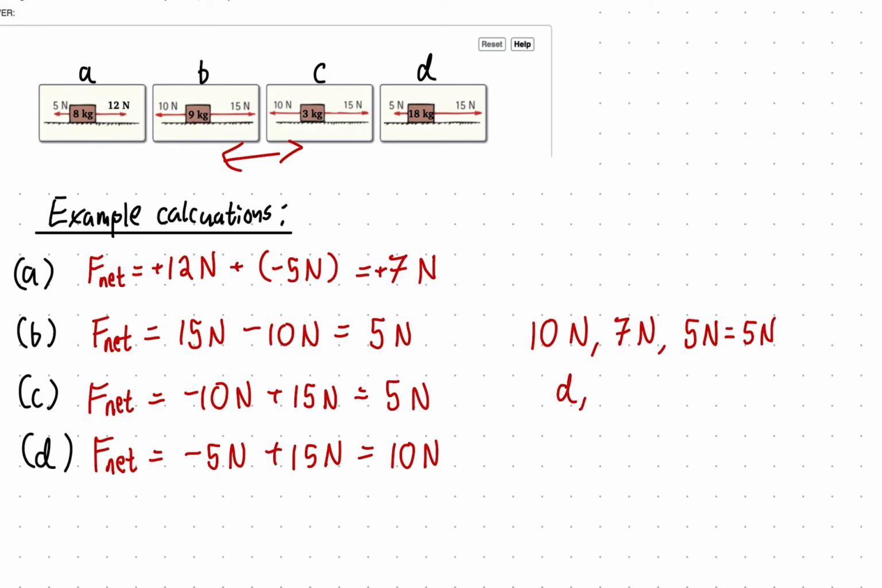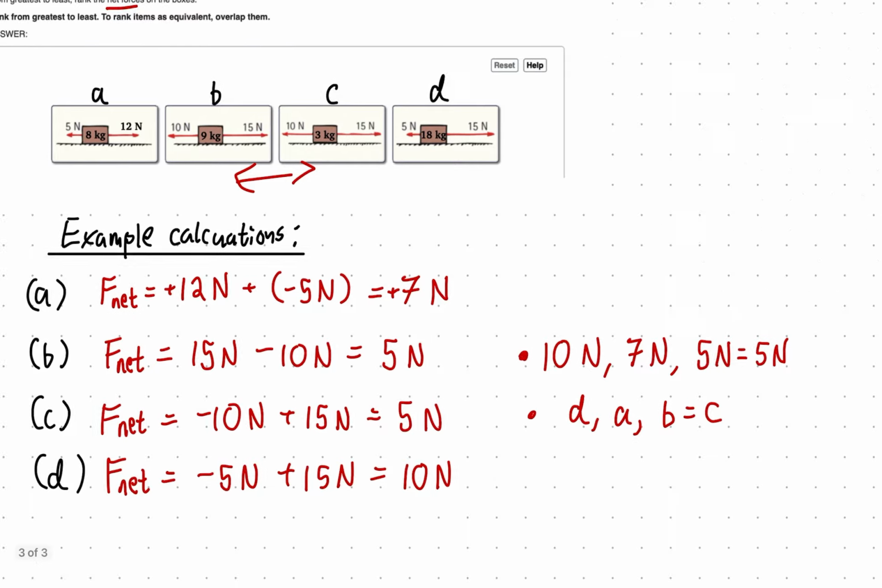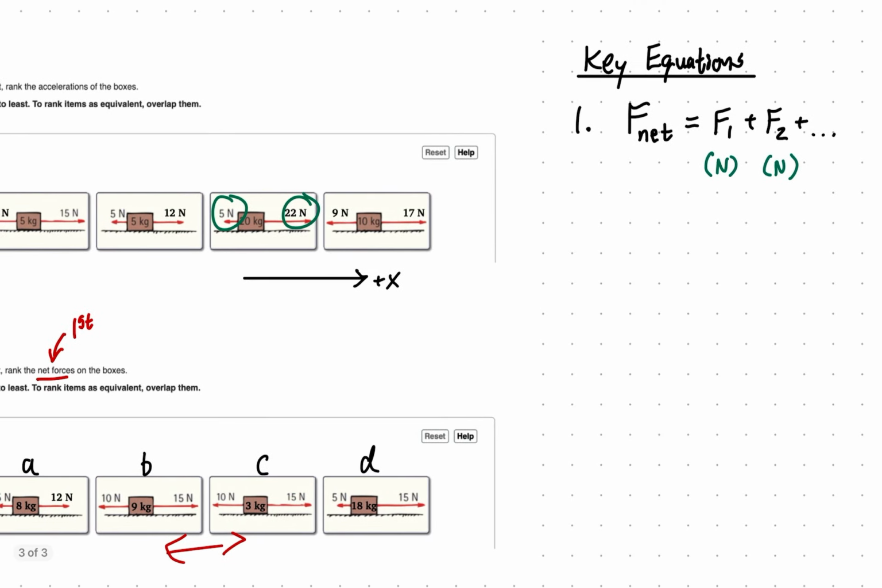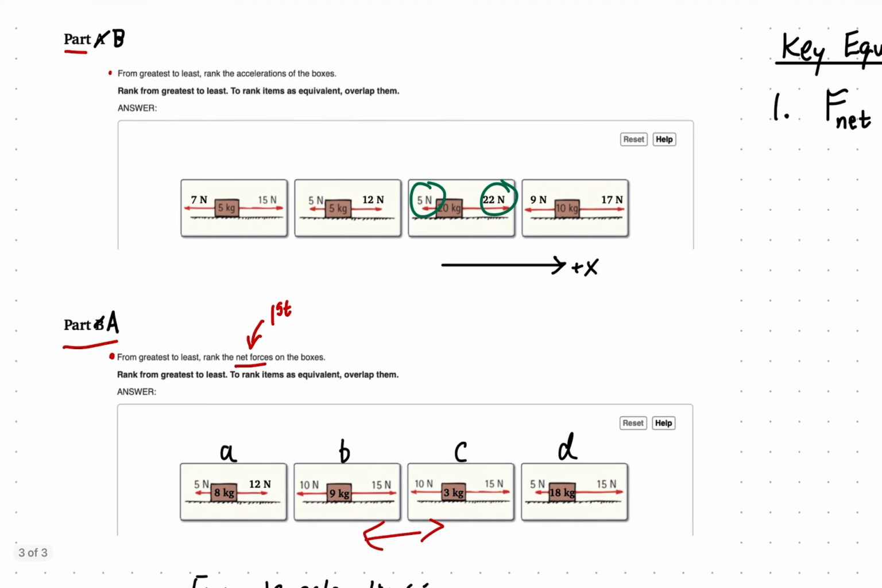So we'd have D for the greatest, and then we'd have A, and then I would write B equals C. Right, so that would be all kinds of ways of ranking it depending on exactly how the question is asked, and I figured that might be helpful to point out. Okay, all right, so that is our first key equation.